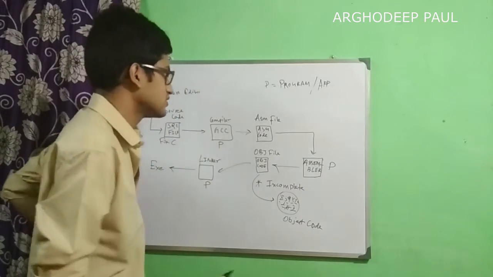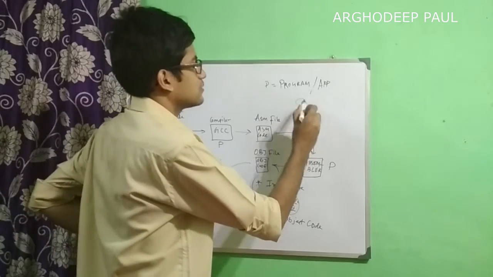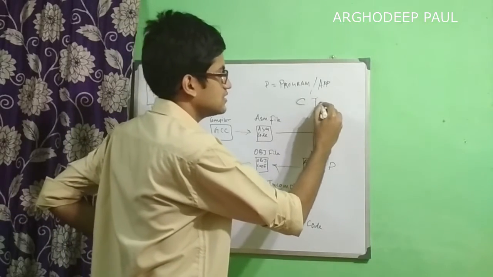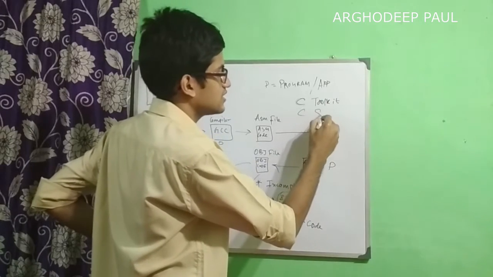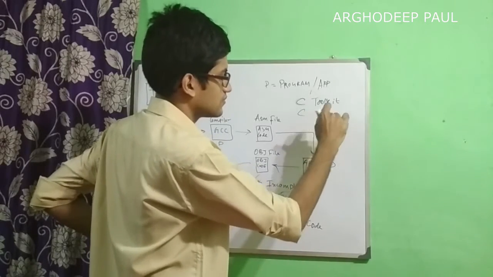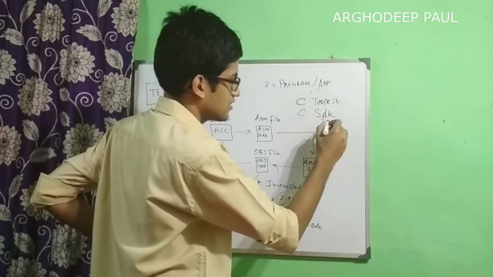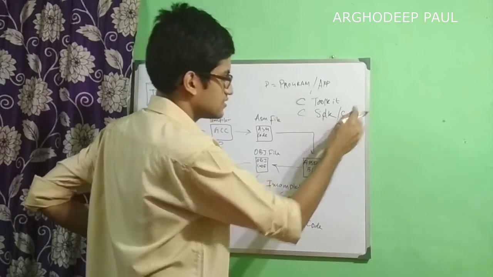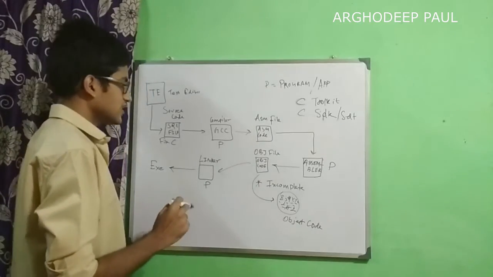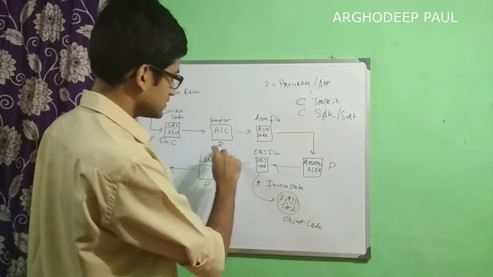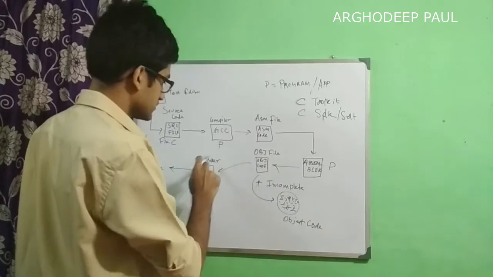When we are talking about toolkit, when the toolkit or SDK or SDT is concerned, we are generally referring to these programs. If we are talking about C toolkit or C SDK or SDT, so we are talking about these things, means this will contain these 3 to 4 programs.